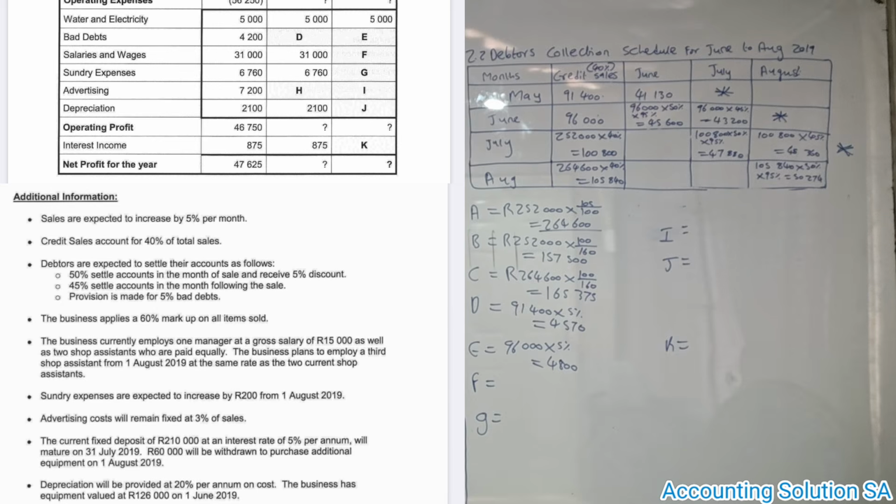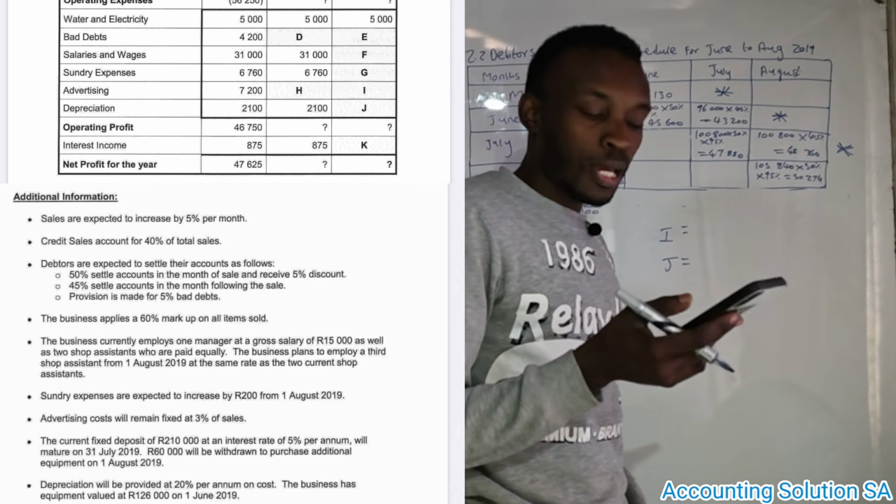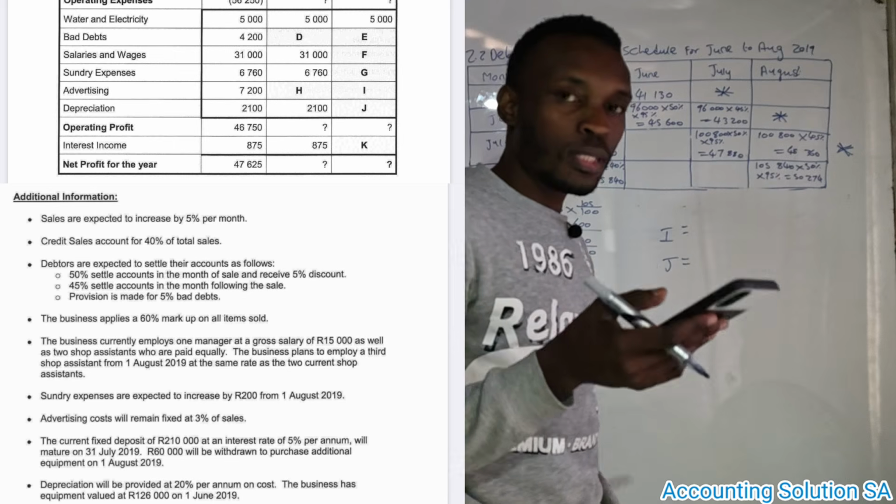Okay, now number F. Number F, salaries and wages. Okay, bullet number 5. The business currently employ one manager at a gross salary of 15,000, as well as 2 shop assistants who are paid equally. The business plan to employ a 3rd shop assistant. We have 2 assistants, and the other one we have a manager, guys. So if you check salary, it was 31,000.